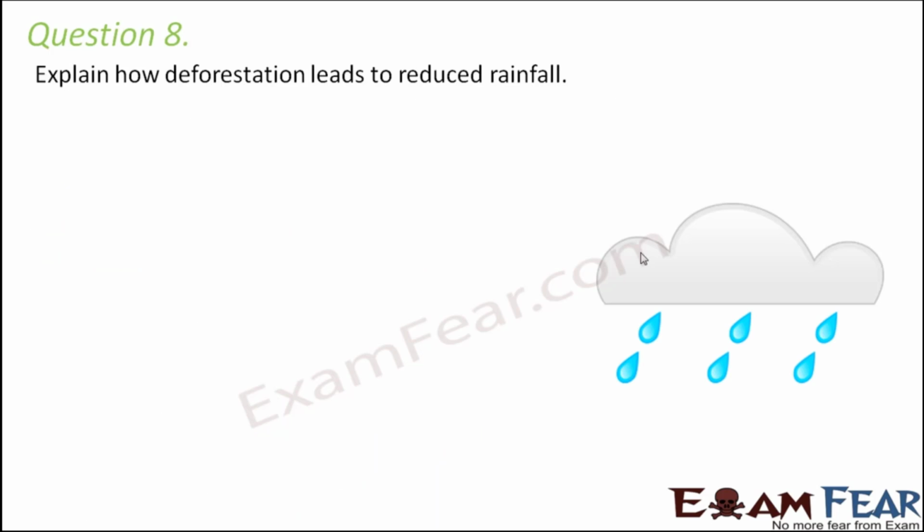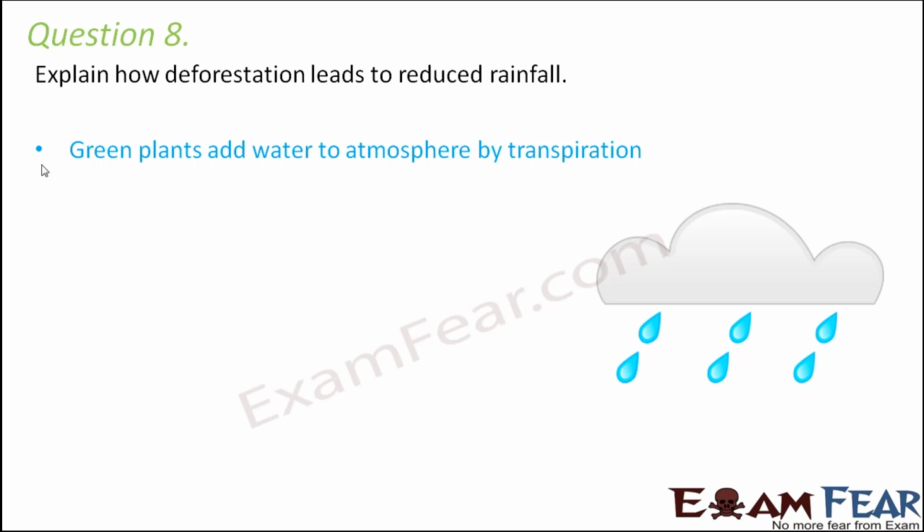Question number 8. Explain how deforestation leads to reduced rainfall. How does rainfall happen? It happens due to precipitation. The clouds which remain in the sky fall on the surface of the earth as rainfall. Now, how do green plants help in the formation of clouds? They add moisture, some water, to the atmosphere by the process of transpiration. There are small openings on the leaves of plants called stomata, and through these stomata, water is released to the atmosphere. That's how green plants contribute to moisture in the atmosphere.